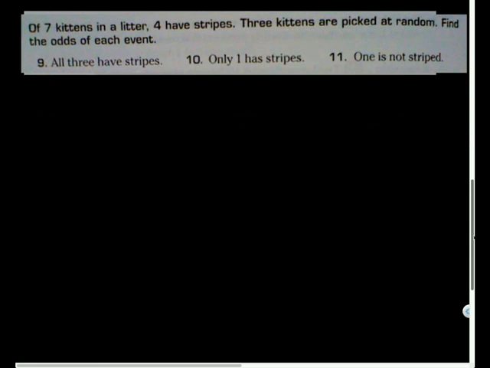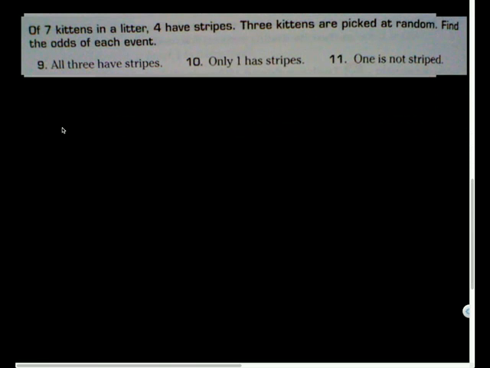All right, let's look at this problem. Of 7 kittens in a litter, 4 have stripes. 3 kittens are picked at random. All right, once again, random is key. Find the odds. So once again, I'm not interested in the probability for these. I'm interested in odds, but I might still find the probability first. So find the odds of each event. So I'm interested in what is the probability that of the 3 chosen, all 3 are striped.